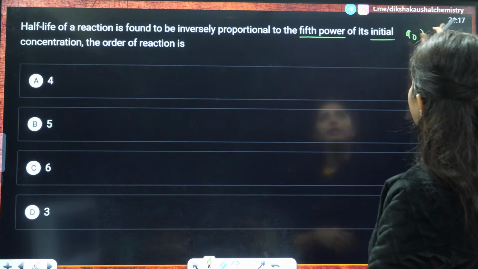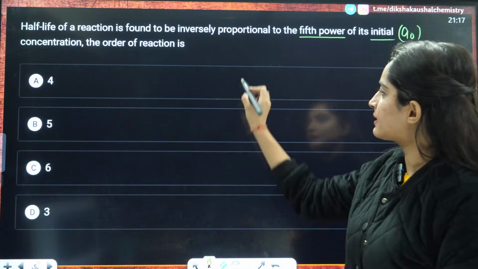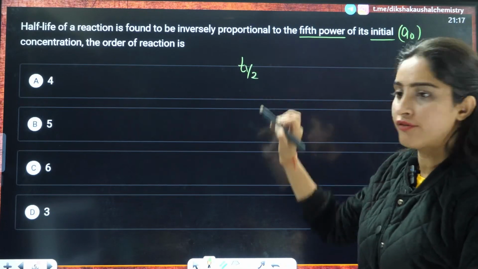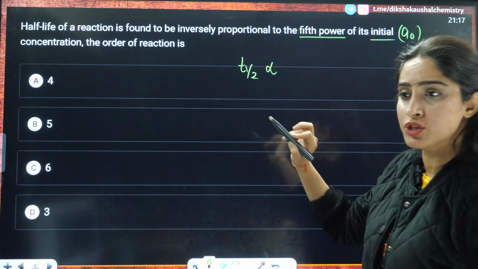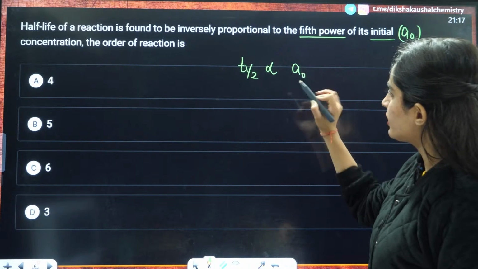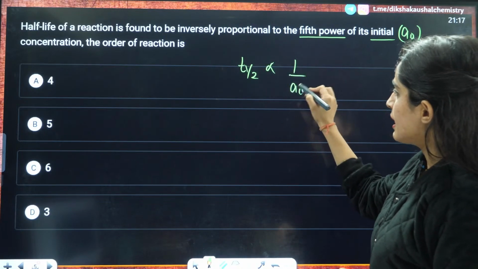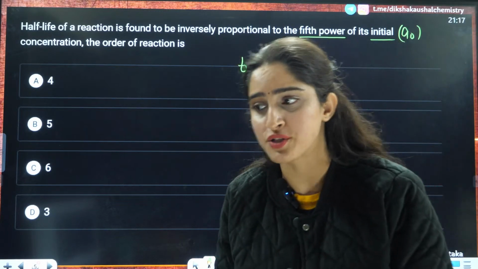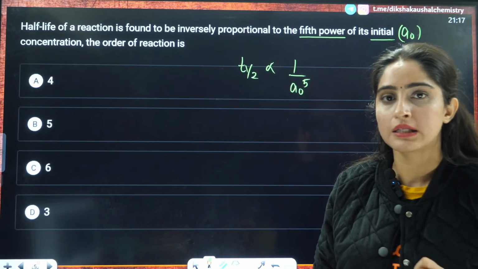I am taking the initial concentration as A naught. They are saying that the half-life, that means T half, is inversely proportional to A naught raised to power 5. This is what they are telling in the question, right?